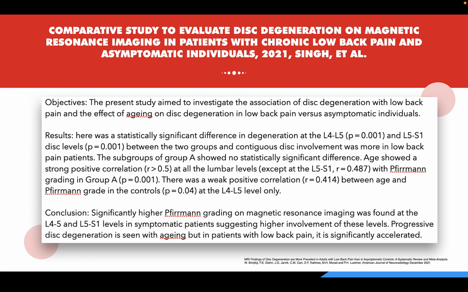Yes, progressive degeneration is seen with aging, but in patients with low back pain, it is significantly accelerated. This is just showing there is probably a higher prevalence of degeneration in symptomatic patients, as well as an accelerated rate of degeneration in symptomatic patients. Again, it doesn't help us when we're looking at an MRI. We've got one person in front of us. It doesn't really help us in terms of deciding whether there's relevance to that image, but it shows globally that there does seem to be a difference in MRIs between those with symptoms and those without symptoms.